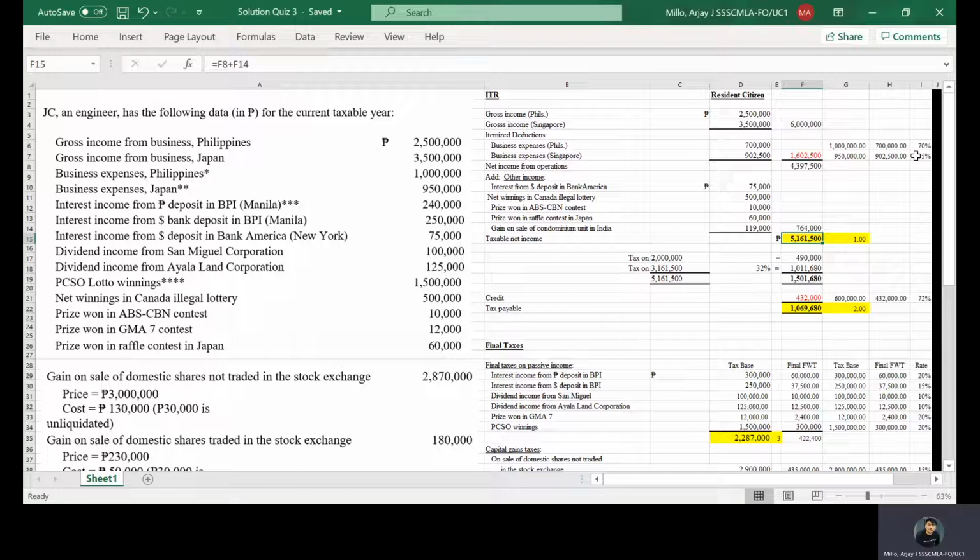So ito yung taxable net income niya, the income from operation plus the other income reportable in ITR. That's a total of 5,161,500. So that's 2 points. That's for question number one.